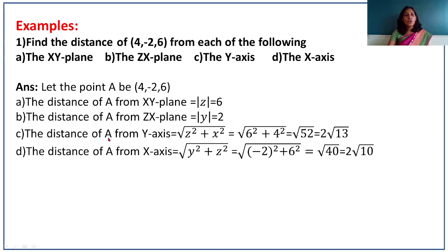So distance of A from y-axis is equal to root of z square plus x square, so 6 square plus 4 square, which is equal to 2 root 13. Then the distance of A from x-axis is equal to root of y square plus z square, (-2) square plus 6 square, that is equal to root 40, which is equal to 2 root 10.